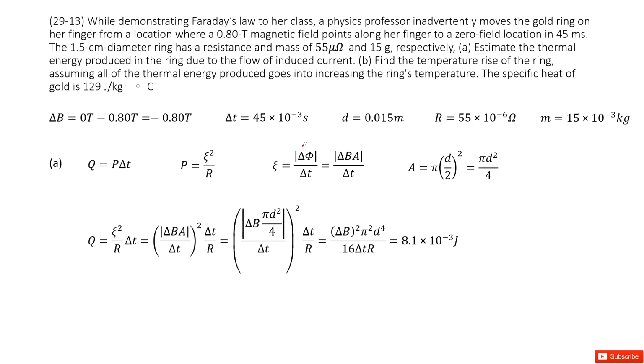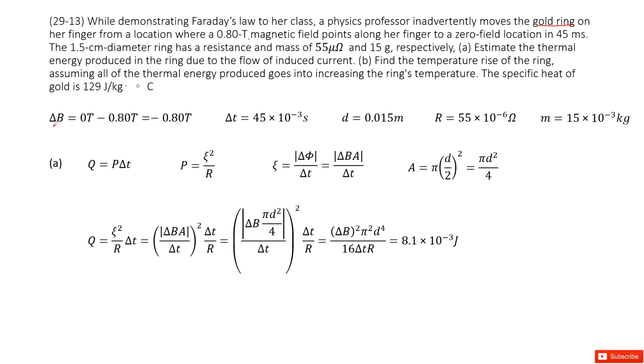Let's look at problem 13 in chapter 29. Chapter 29 is about electromagnetic induction and Faraday's law. So in this system, we have a gold ring, right? It's a loop. And for this loop, we know its magnetic field changes from 0.8 T to 0.